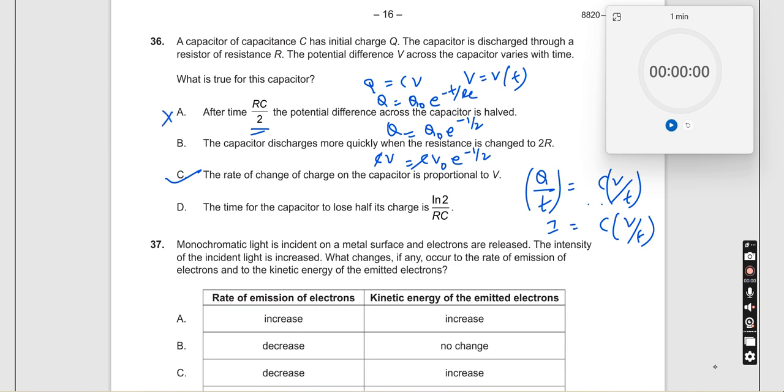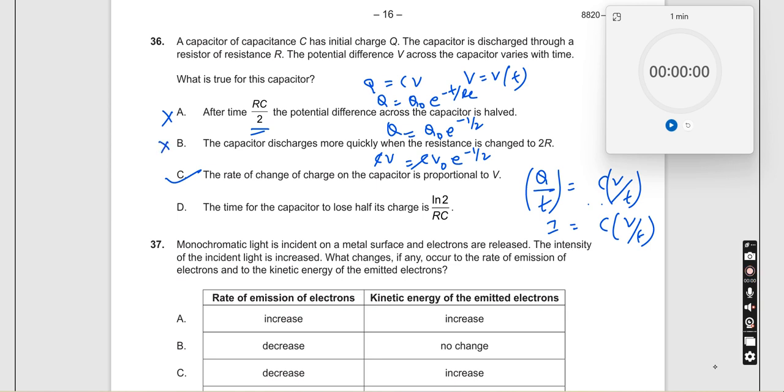Now in a similar way, if you want to solve the rest of them, for example, the capacitor discharges more quickly when the resistance is changed to 2R. When the resistance is larger over here, definitely Q is equal to Q naught e to the power of minus T by RC, but it also depends upon the time constant. So this also may not be the right answer.